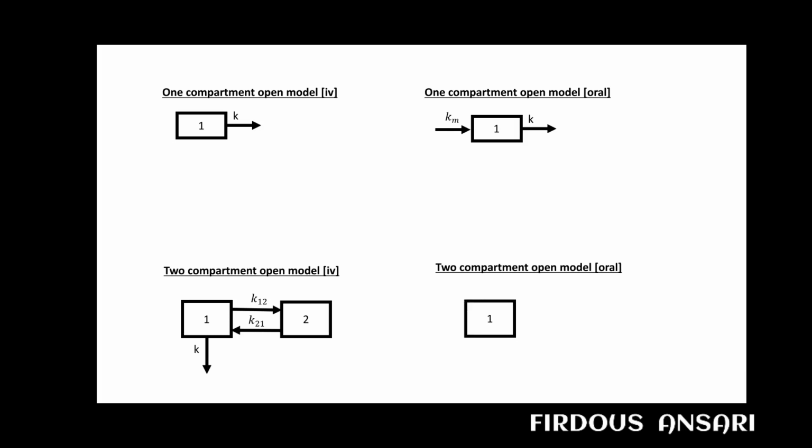First the drug is moving to the central compartment, so we need to calculate the absorption rate constant. Next, from the central compartment it will be moving to the peripheral compartment, so the rate constant over here is K12. From the peripheral compartment the drug is moving back to the central compartment, the rate constant is K21, and next from the central compartment finally the drug will get eliminated out and the rate constant will be K.